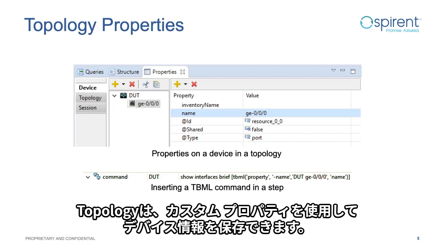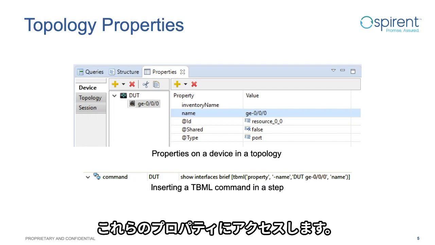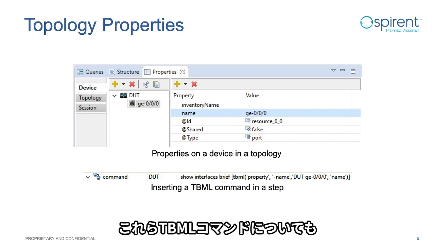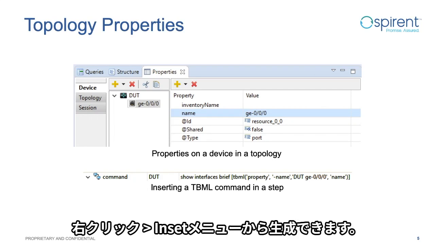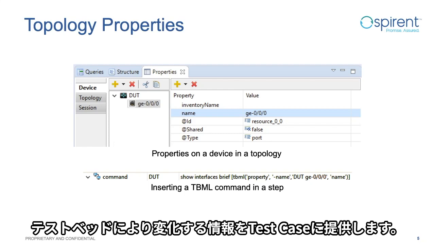Topologies can store device info using custom properties. Test cases access those properties using TBML commands. These can also be generated using the Insert menu found by right-clicking on a step. Use topology properties and TBML commands to supply the test case with info that changes when you change the test bed.